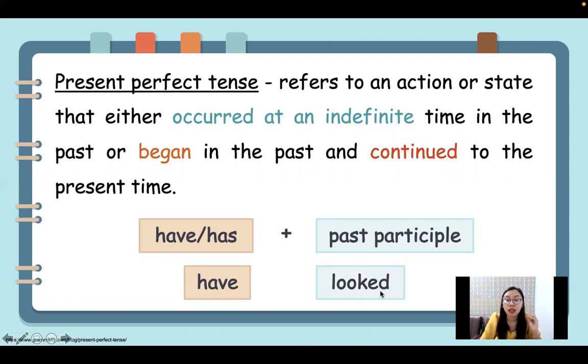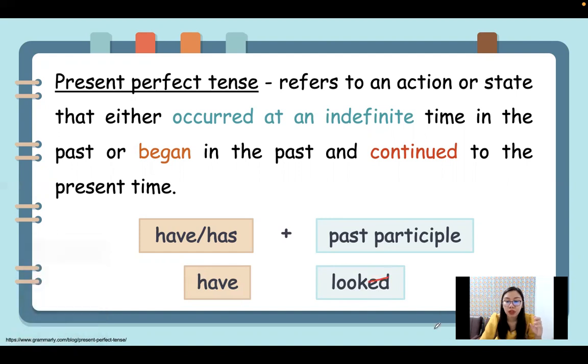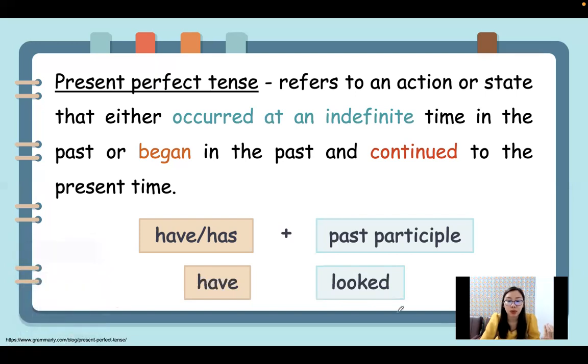For example, look. The base form is look, so look is a regular verb. We just have to add ed to make it past simple, or to make the past participle. That's why we have looked. So past simple is looked, past participle is looked as well. It's the same because it's a regular verb.